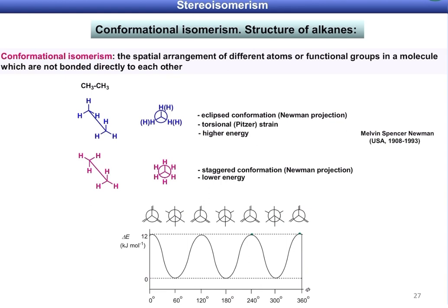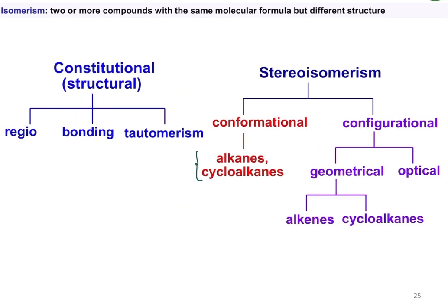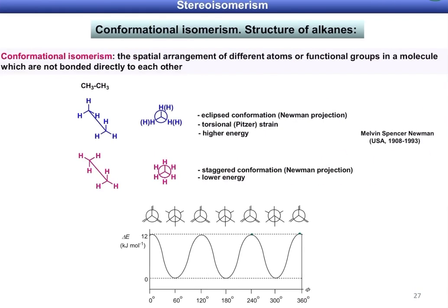Now we go to the stereoisomer. Stereoisomer is divided in two groups: conformational, as you see here, and configurational. Now we go to the conformational. Conformational is very important. It is a stereoisomer. In stereoisomers, the chemical formula and the bonding between the atoms are the same, but the position in 3D space is different. The conformational isomer is the spatial arrangement of different atoms or functional groups in a molecule which are not bound directly to each other.